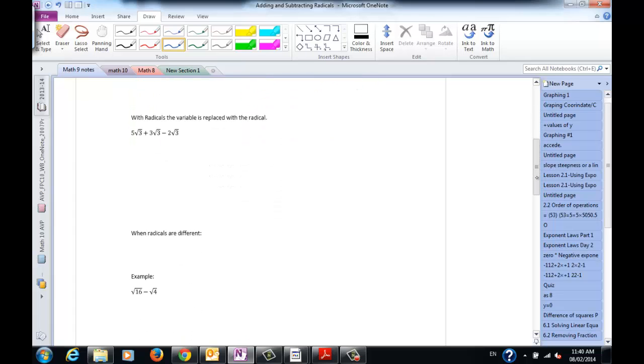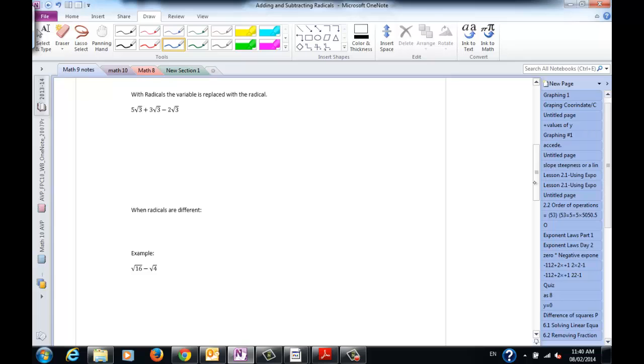So if I want to add 5 root 3 plus 3 root 3 minus 2 root 3, notice that the radicands are the same, and the index is the same, and therefore I can add these just like if they're like terms. So 5 plus 3 is 8, minus 2 is 6. I have 6 root 3's in total. Okay.